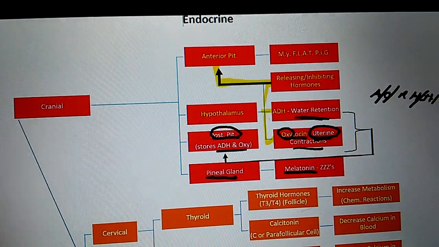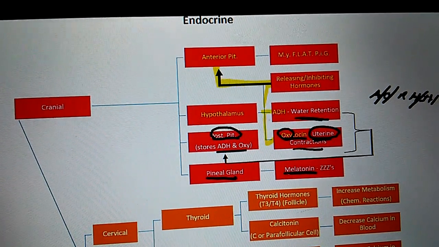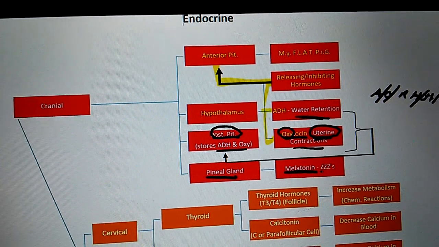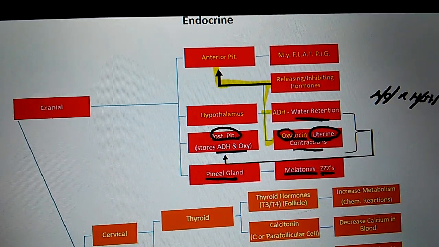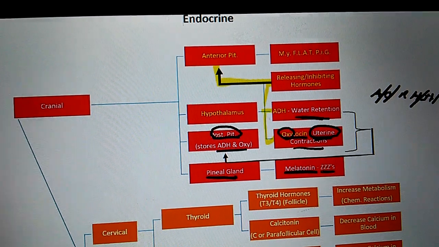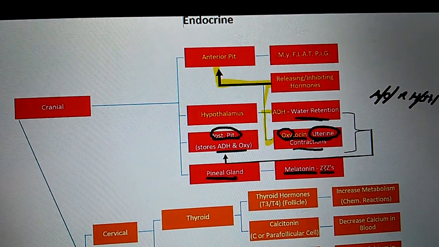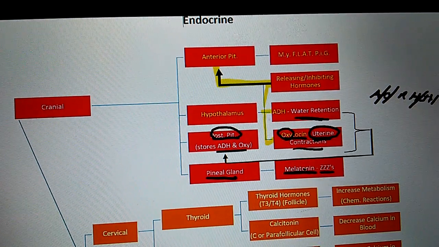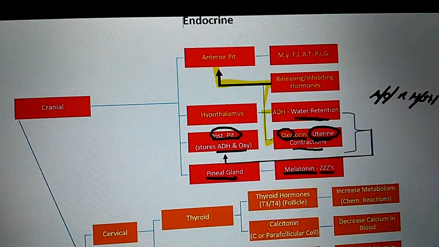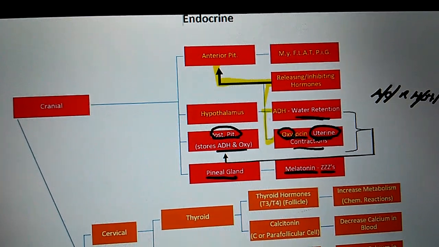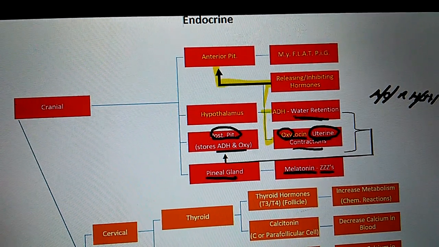Okay? Pineal gland produces what? Melatonin. And it causes you to go to sleep. So what's the function of melatonin? Causes sleep. What hormone causes sleep? Melatonin. What hormone causes uterine contractions? Oxytocin. What hormone causes water retention? ADH.